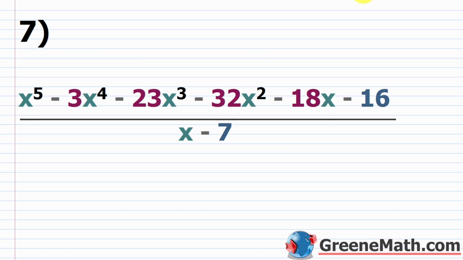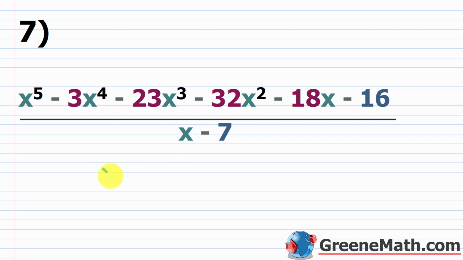All right, let's look at problem number 7. So we have x to the 5th power minus 3x to the 4th power minus 23x cubed minus 32x squared minus 18x minus 16 over x minus 7. So this is in standard form, and we're not missing any powers, right? You have 5, 4, 3, 2, 1, and you also have your constant there, so you're good to go. In the denominator, not missing any powers, and you're in standard form. So you're basically ready to roll here.